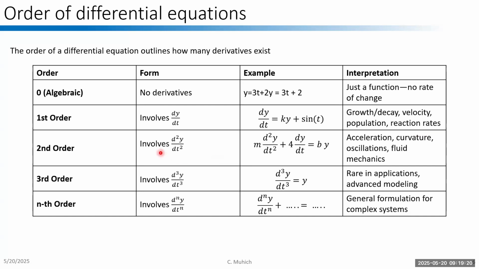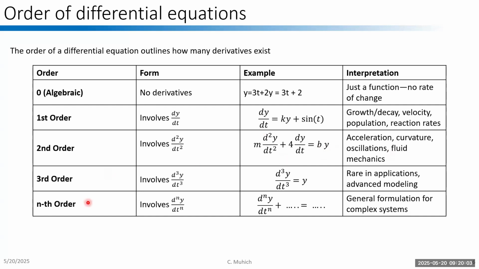In terms of second order equations, this involves a second derivative of our dependent variable with respect to our independent variable. For example, we could have m times the second derivative of y with respect to t, plus 4 times dy/dt, equals by, where b is some sort of constant. This could be acceleration, curvature, oscillations, or, what we'll see a lot, transport phenomena. In fluid mechanics, heat transfer, and mass transfer, these second order equations show up.